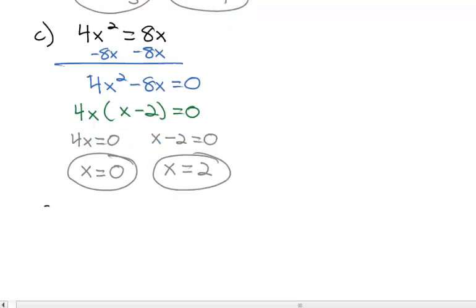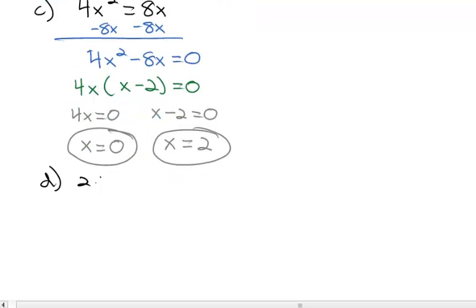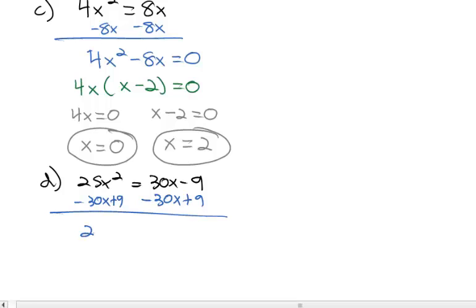Let's do one last. 25x squared equals 30x minus 9. Again, we want the equation to equal 0. We like x squared to be positive, so let's subtract 30x and add 9 to both sides, keeping the x squared positive, giving us 25x squared minus 30x plus 9 equals 0.